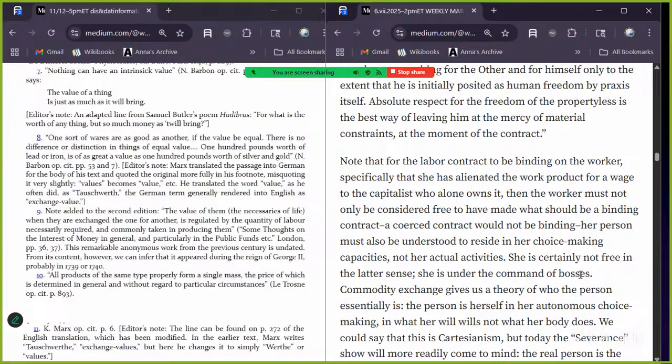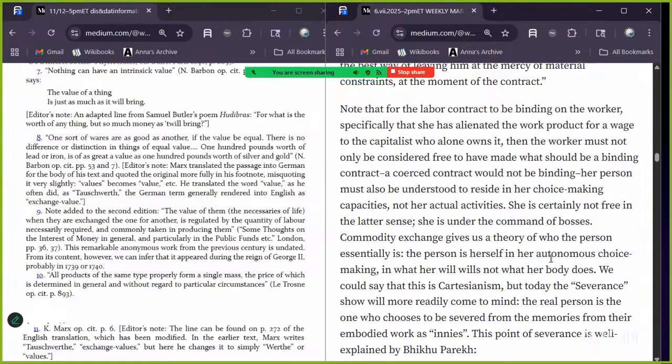Commodity exchange gives us a theory of who the person essentially is. That is, the person is herself in her autonomous choice-making, in what her will wills, not what her body does. We could say that this is Cartesianism, that is the mind-body dualism. But today, the Severance show will more readily come to mind. The real person is the one who chooses to be severed from the memories from their embodied work as innies.